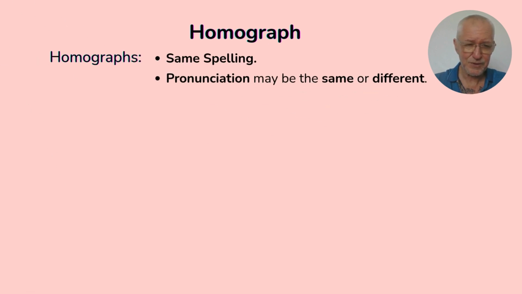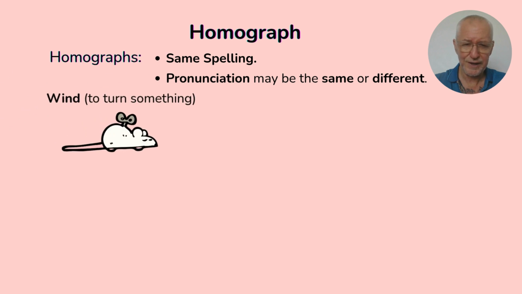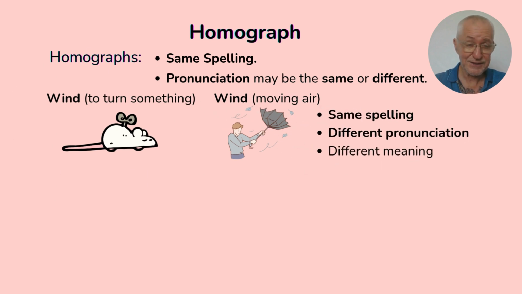Okay, now we're going to have a look at some homographs that have the same spelling, but different pronunciation and different meanings. Our first example is wind and wind. W-I-N-D, wind, to turn something. W-I-N-D, wind, moving air. So these have the same spelling, but different pronunciations and different meanings.